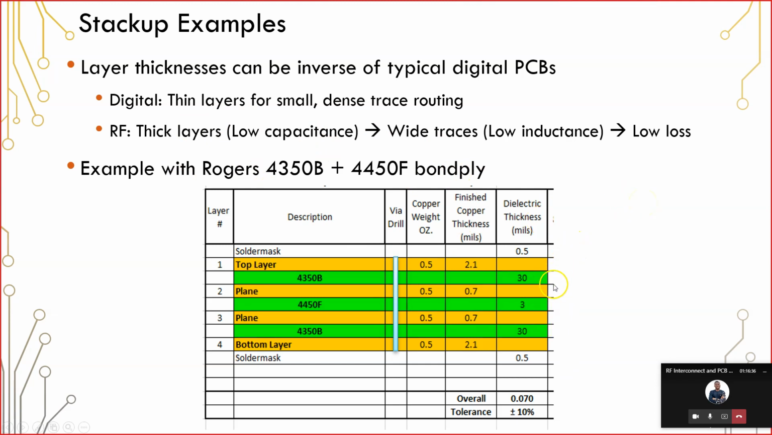Now, because we have 2 plane layers here, we can put RF on the top layer, and we can put very high frequency RF on the top layer. And on the bottom layer, we can then put digital, if we had a digital processor that we need to put onto this board. And then we connect everything with through holes. So this is a good example of an RF board that can support mixed signals.